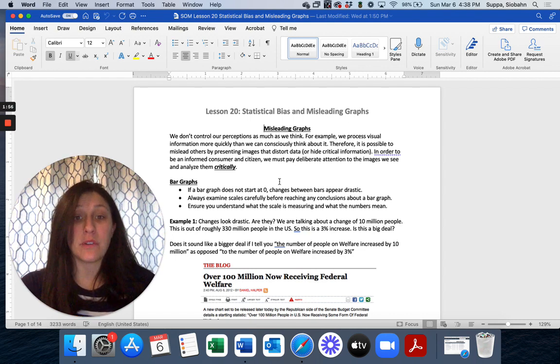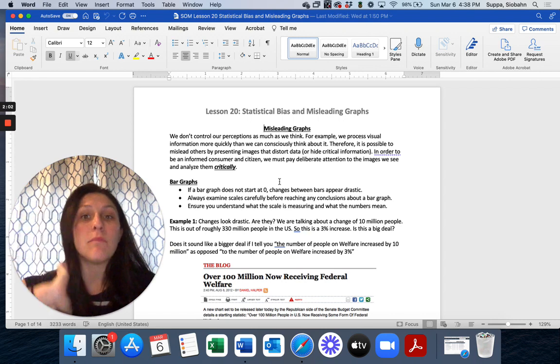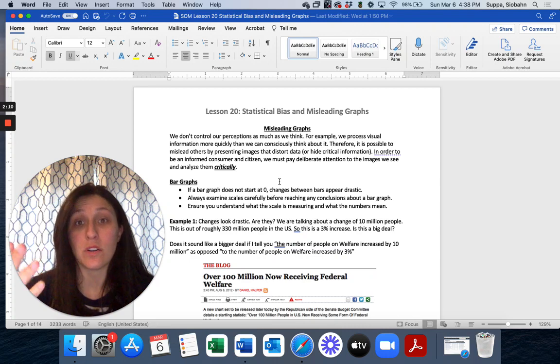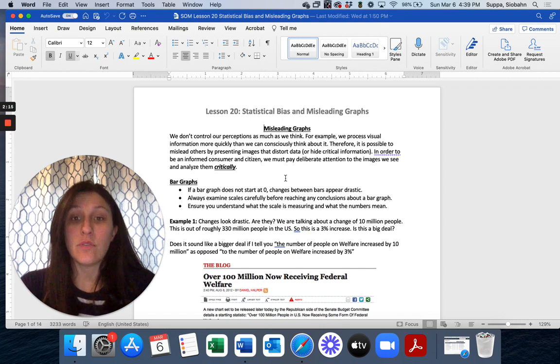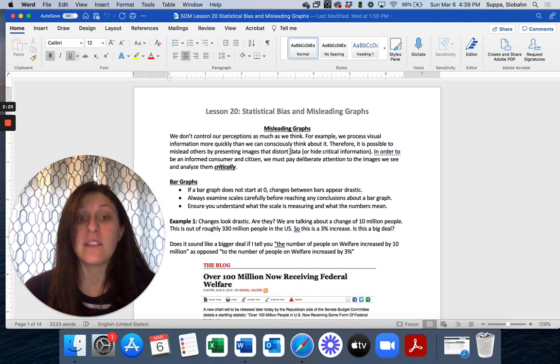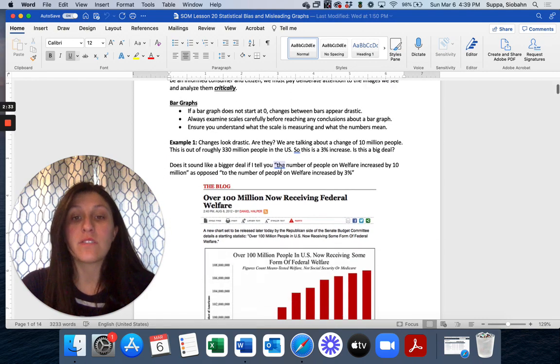So graphs are really important because you know how they say a picture is worth 1,000 words, and that's because our minds can interpret visual information much more quickly than they can determine other information, such as words or listening verbally to somebody or reading words. Therefore, it's possible to mislead people by presenting images that distort data or images that hide critical information. This can be done purposefully or unintentionally. So in order to be an informed consumer and citizen, we must pay deliberate attention to the images we see and analyze them critically. So let's start with bar graphs.